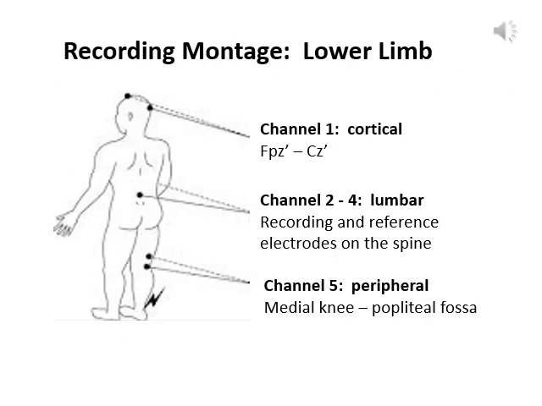In a lower limb SEP recording, there are typically 5 tracings. Channel 1 is usually the cortical response with the active electrode at CZ', which is 2 centimeters behind CZ along the midline. This is referenced to a far frontal midline electrode, such as FPZ'.